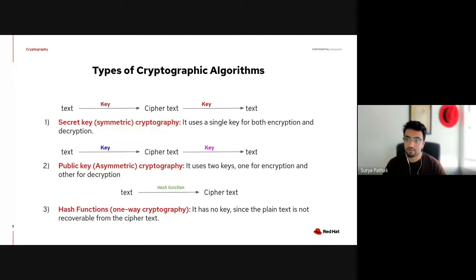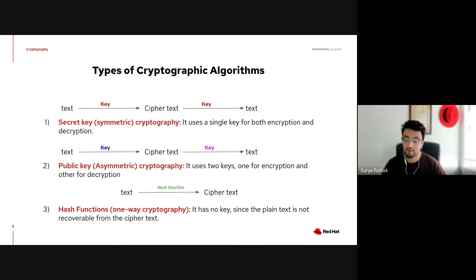There are some types of cryptographic algorithms, like secret key cryptography, which is basically symmetric cryptography, where you have a text or a phrase or a word, you put in the key, you encrypt with the help of the key, and it is transformed into the ciphertext, which is then retransformed into the original text by using the same key. This kind of cryptography is generally called symmetric cryptography. There's another called asymmetric cryptography, which uses both public and private keys. It uses two keys, one for encryption and the other for decryption.